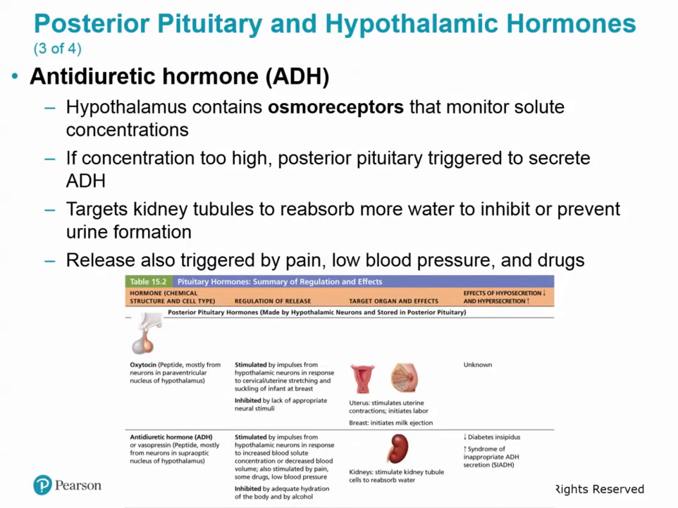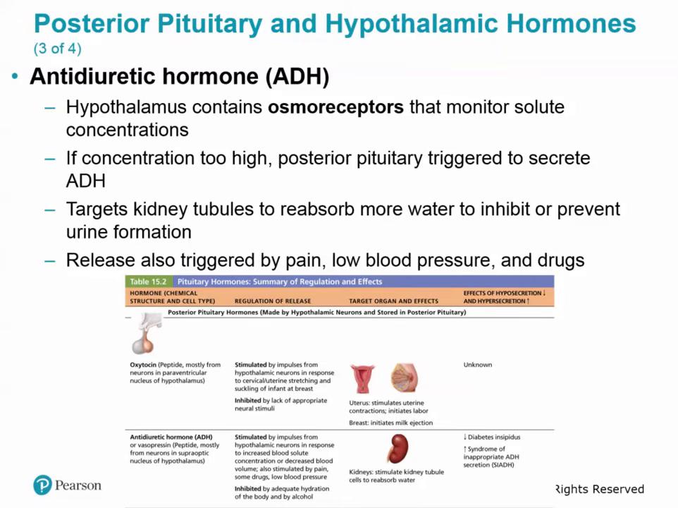So the second posterior pituitary hormone is antidiuretic hormone, or ADH. If something's a diuretic, it's going to increase urine production. It's going to stimulate urine production, or make you urinate more. So an antidiuretic hormone, think anti-urination. It's essentially going to target the kidneys to reabsorb more water to prevent or inhibit urine formation.